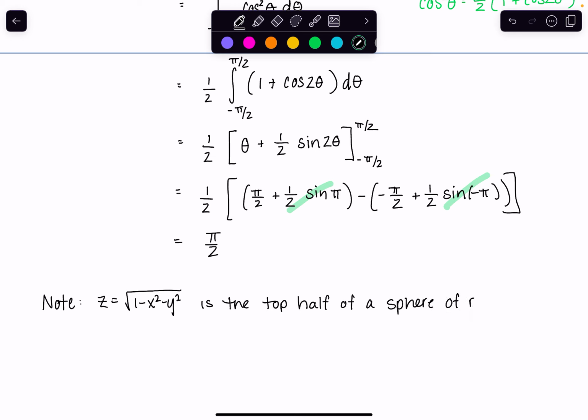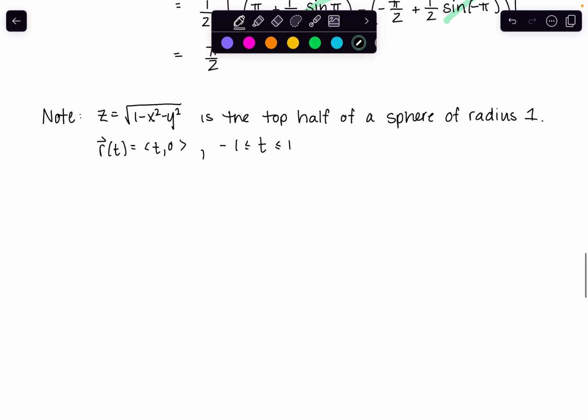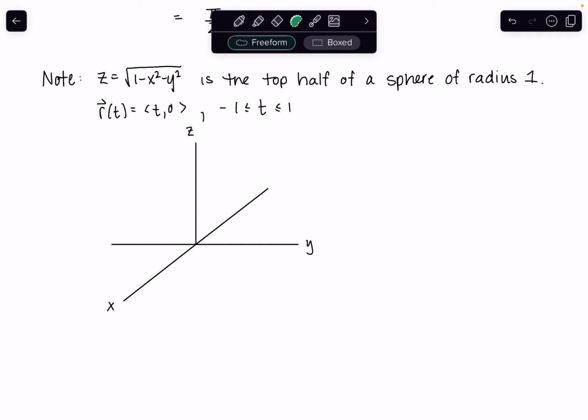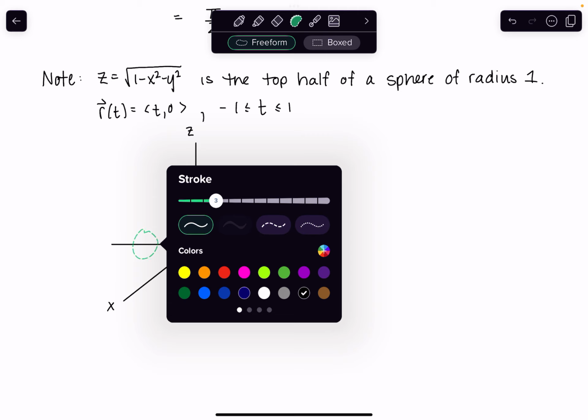Of radius 1. Okay. And then our vector function r of t is again t, 0, where t is between -1 and +1. So if I go ahead and graph what's going on here, make sure we draw all of those back pieces. Let's make sure they're dotted.